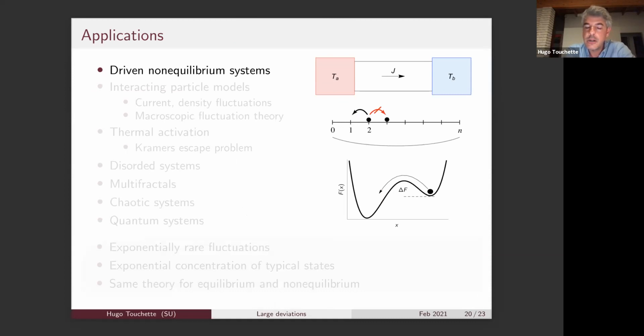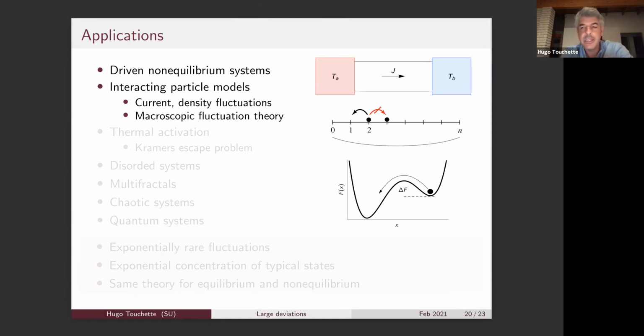and then you can start doing large deviations on those systems to calculate what will be the mean current, the stationary current, and what are the fluctuations also around that mean current. So this is the subject of interacting particle models. So if you know anything about the exclusion model, the zero range process, it goes in that line. So there's a whole slew of literature on this.